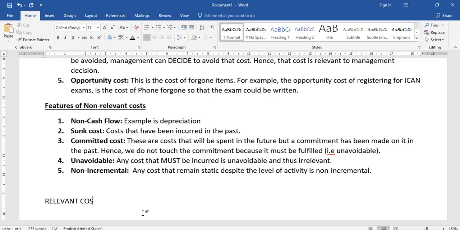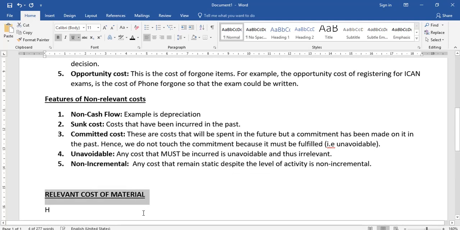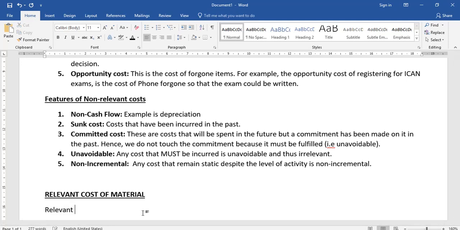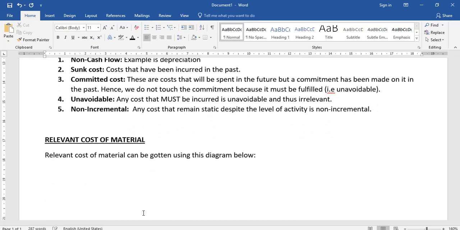Relevant costs of material. So our next focus is the relevant cost of material. Relevant costs of material can be gotten using the diagram below. Let's see if I can get the diagram below.